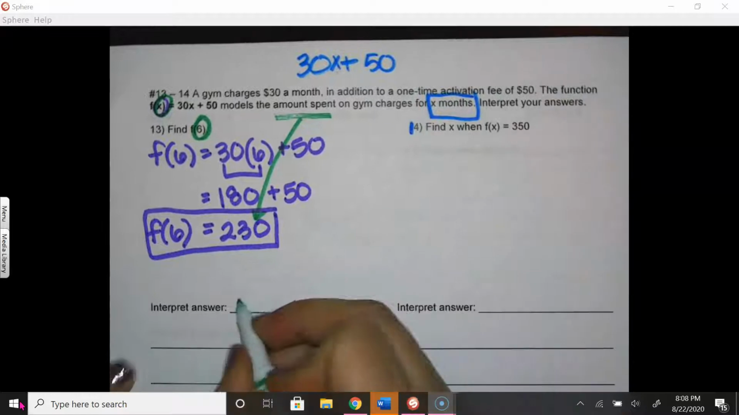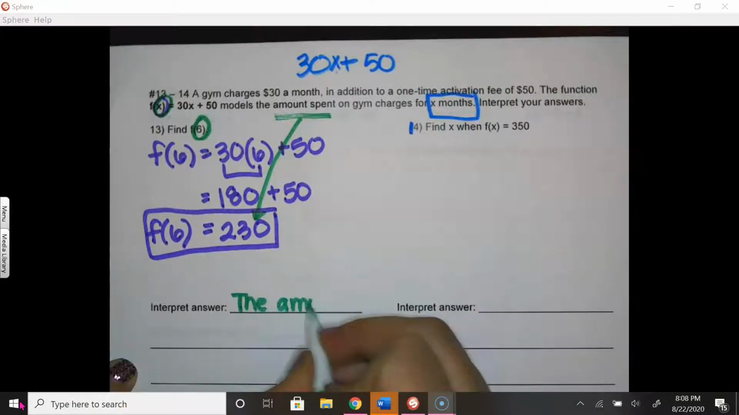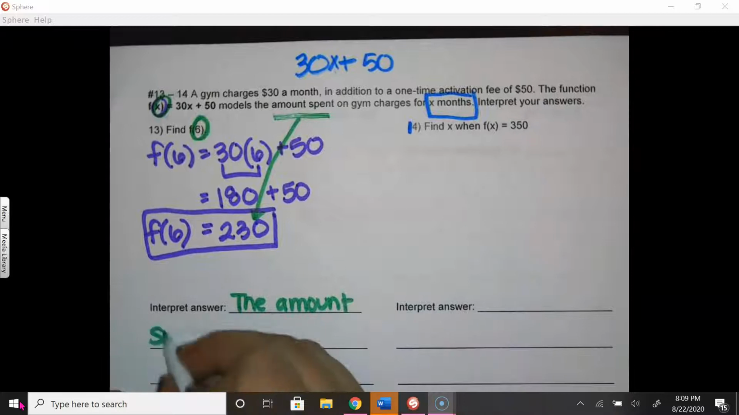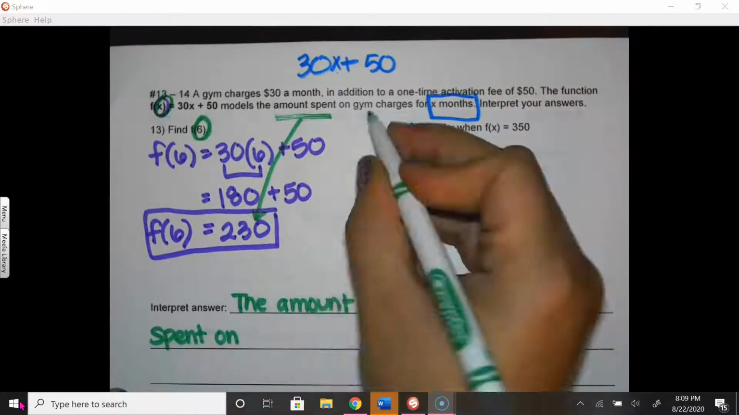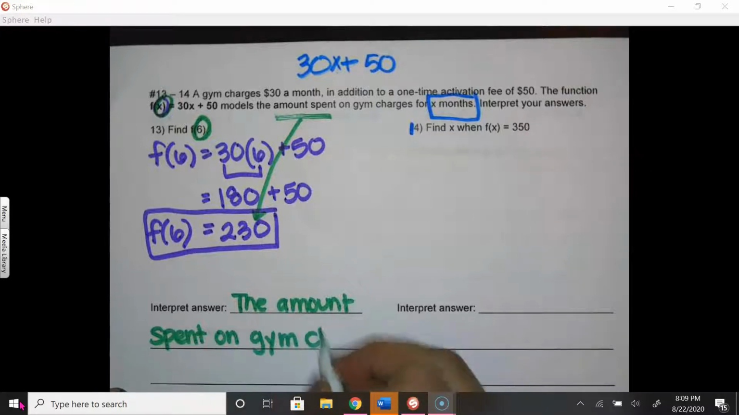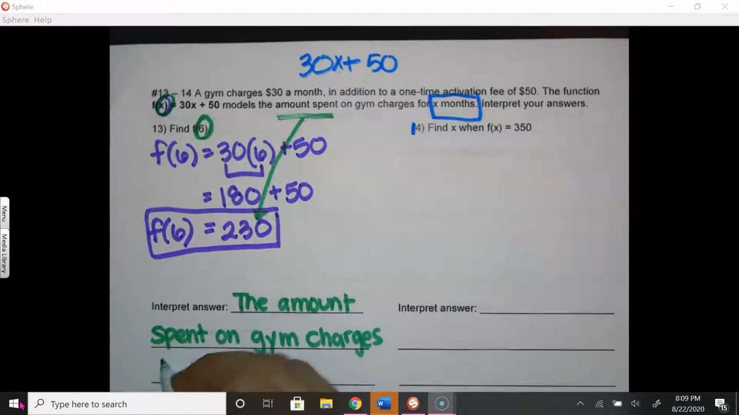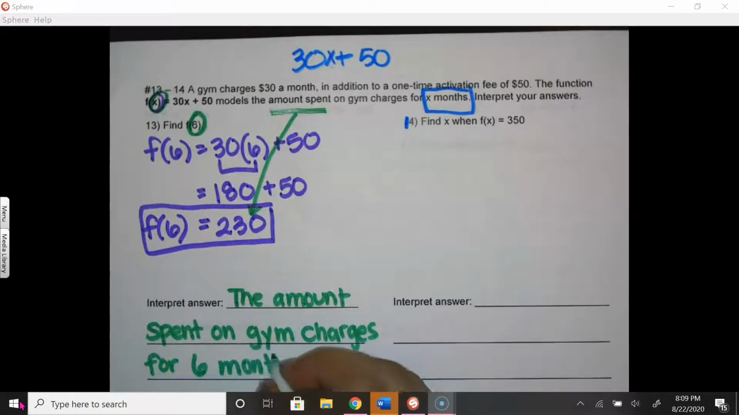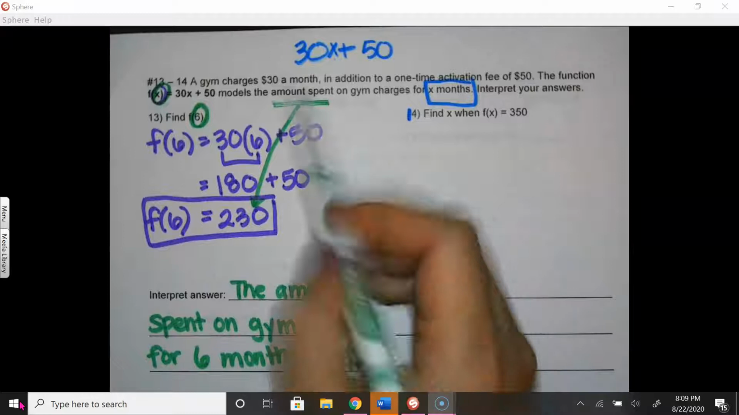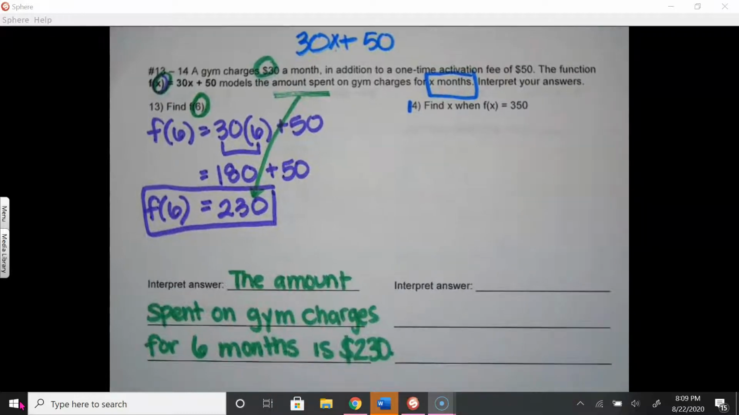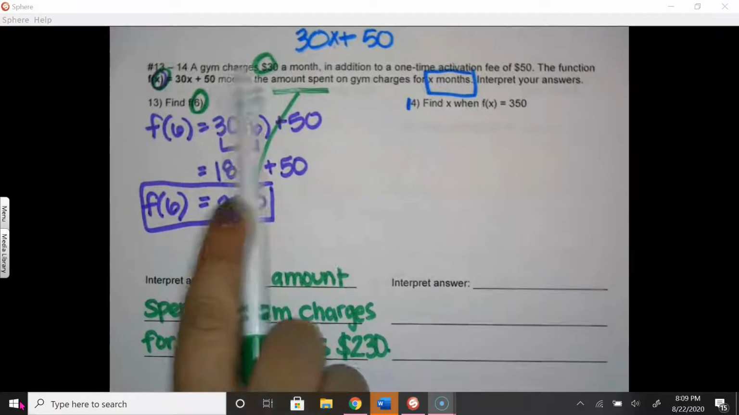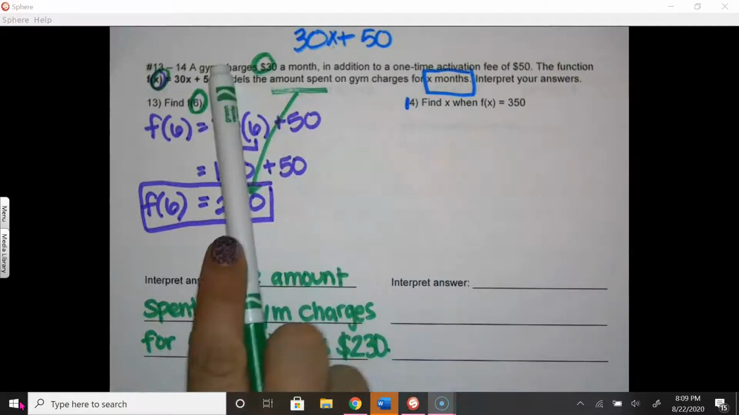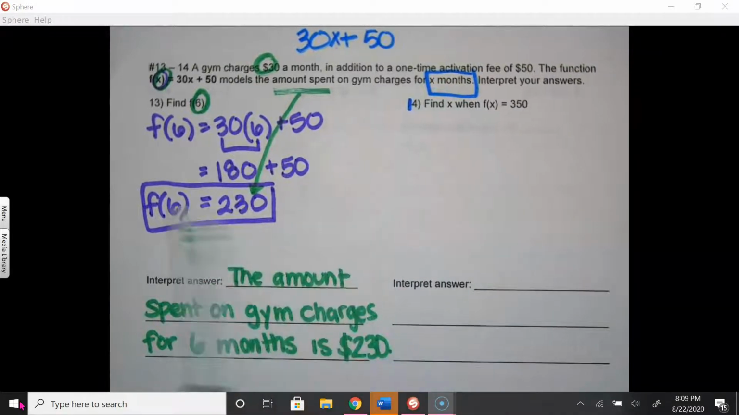So I'm going to put the amount spent on gym charges for 6 months is $230. You want to make sure to label it, and it has the dollar sign there so you know it's not pesos or something like that. So make sure you label. When you're explaining it, you're just using the verbiage from the explanation up here and then using the numbers you got.